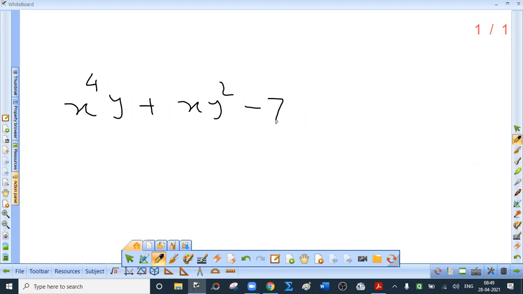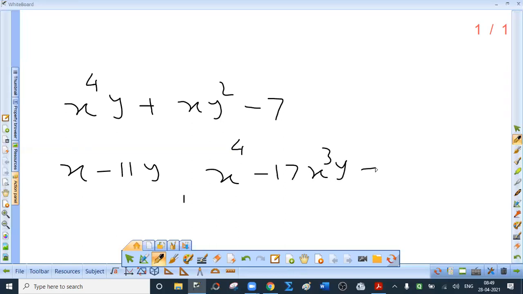Now, homogeneous expression. What is the meaning of homogeneous expression? A polynomial expression in which all the terms have the same degree is called a homogeneous expression. For example, x minus 11y, then x raised to 4 minus 17 x cube y minus 11 y raised to 4.